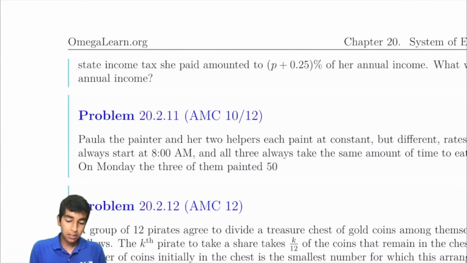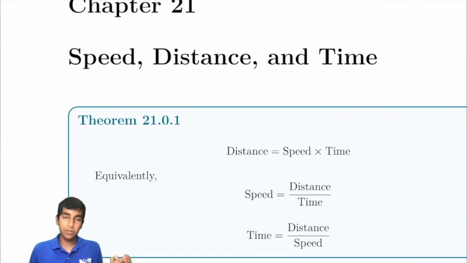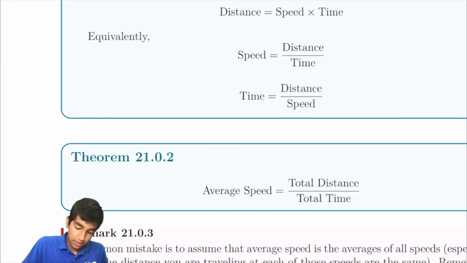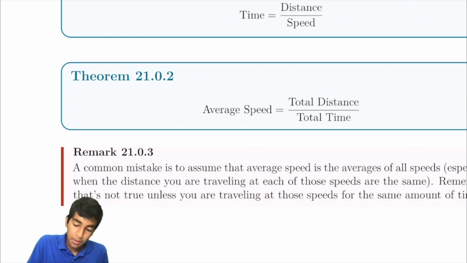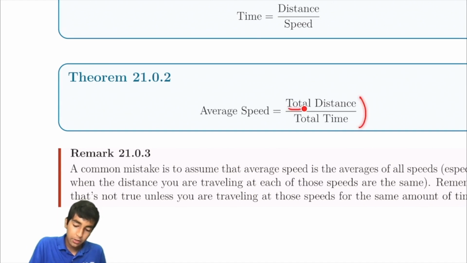So what is speed, distance, and time? Well, distance is just speed times time. Speed is distance divided by time, and time is distance by speed. Average speed is just the total distance divided by the total time. So the key thing here is that average speed is not the average of all the speeds. That's usually not true. So it's always better to take the total distance and the total time.